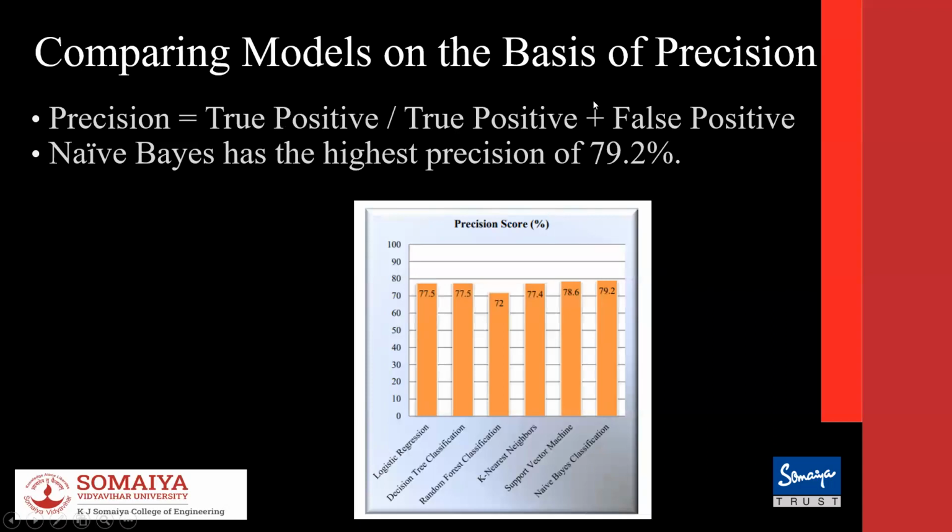Now, comparing ML models on the basis of precision. Precision is true positive upon true positive plus false positive, and naive Bayes has the highest precision of 79.2%. The lowest precision is obtained by random forest classifier, with a value of 72, and logistic regression and decision trees have the same precision of 77.5%.